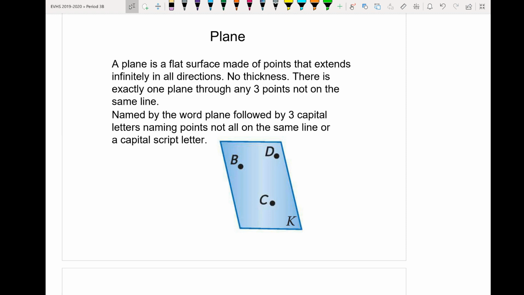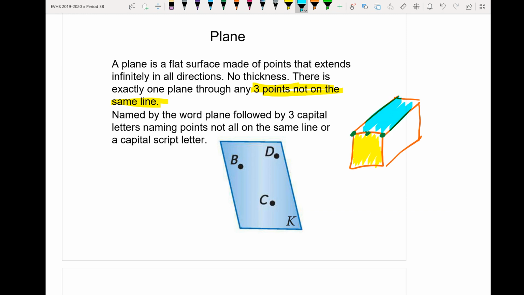There's exactly one plane through any 3 points that are not on the same line. That "not on the same line" is important, and here's why. I'm going to draw a basic rectangular prism here, and let's talk about these 3 green points. This front face that I'm highlighting in yellow, does that plane pass through all 3 green points? Yes.